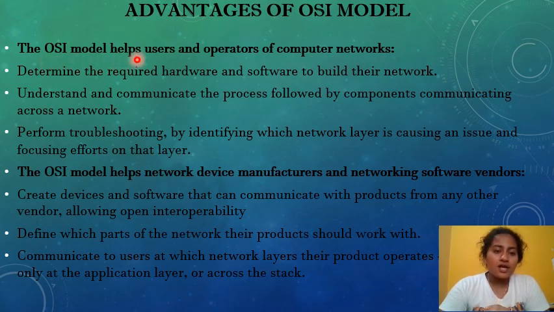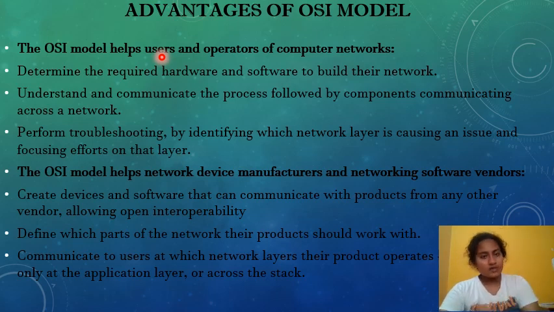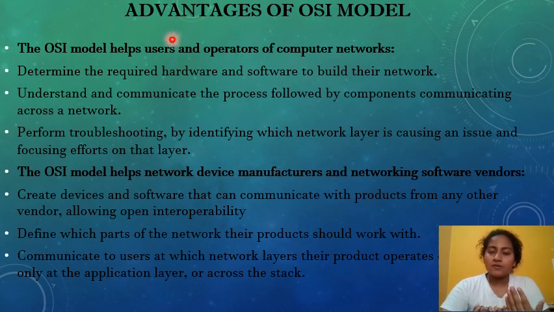So the OSI model helps users and operators of computer networks. Like I already said, at the application end, the user will know what message or information has been sent from the operator. Here the operator is the transmitter and the user is the receiver. The operator will transmit the information through the computer networks, and then the user will get this information or messages from the computer networks, but at a different location. So it helps in this way.